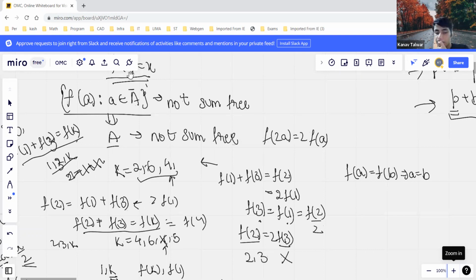Is this part clear? Yes. Like somebody else must, right? Vinayak. Okay, so we must have that f of 3 is equal to f of 1.